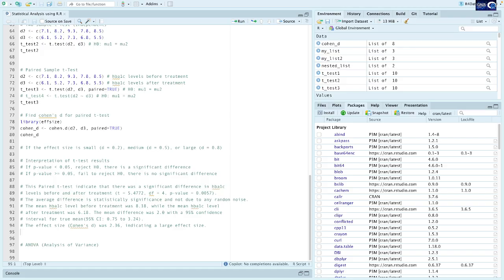Here, first we are having the call option. So call option is actually letting us know what is the formula we used. Okay, so here we used linear regression, weight against height. Weight is our dependent variable and height is independent variable. Now here we have the residuals as well. The summary stat of residuals are given: minimum, first quartile, median, third quartile, and maximum values are there.